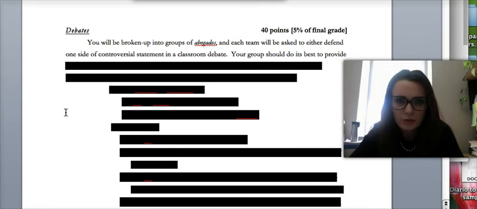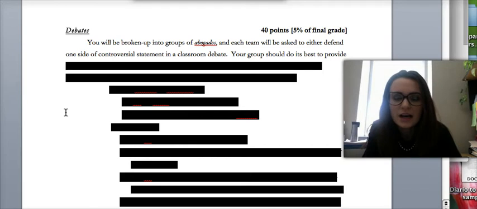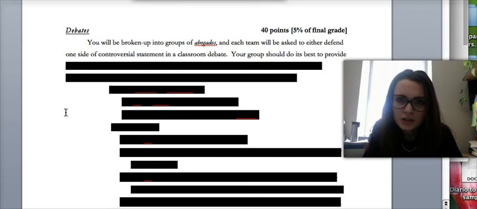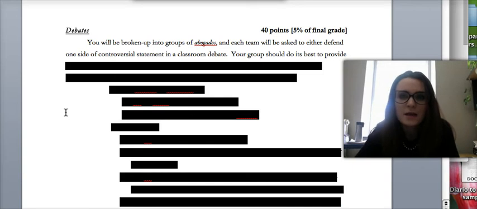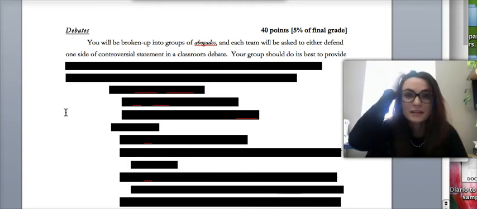Okay, so let's see here. You're going to be broken up into groups of abogados. The verb abogar, of course, you all know, I think it was a vocab word, means to advocate for, to be an advocate for someone or something. And so the word abogado in Spanish is the term for attorney or lawyer. So you're going to be broken up into groups of attorneys. And it's kind of funny considering where I am right now as you're watching this. Didn't plan it that way.